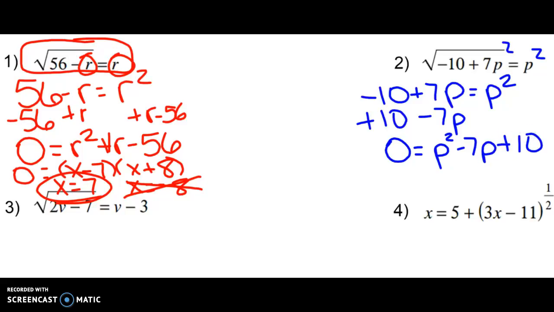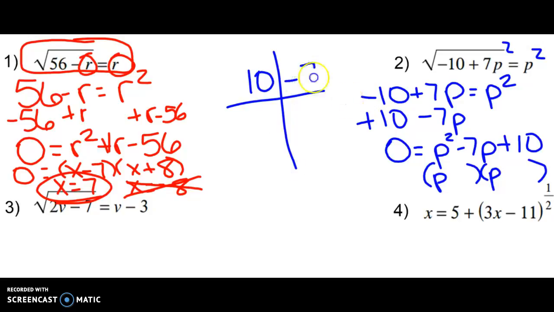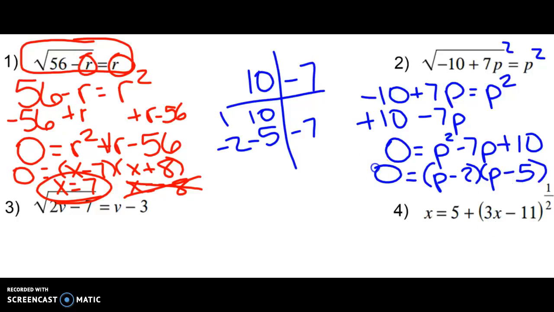Now you either factor or graph it. If you graph it, you're going to get the answers. If you factor it, remember you got to change the sign. So we got p and p, and we want factors of 10 that add up to negative 7. So I got 1 and 10, 2 and 5. All right, so I think negative 2, negative 5 is going to make negative 7. So negative 2, negative 5. That still equals 0.